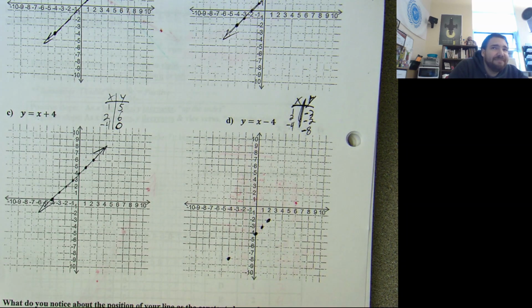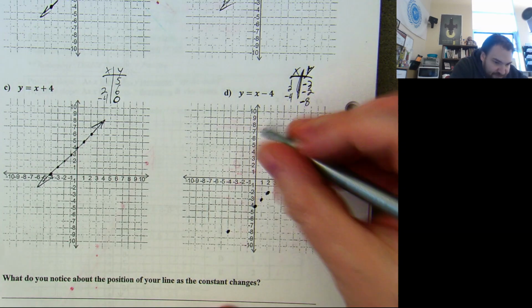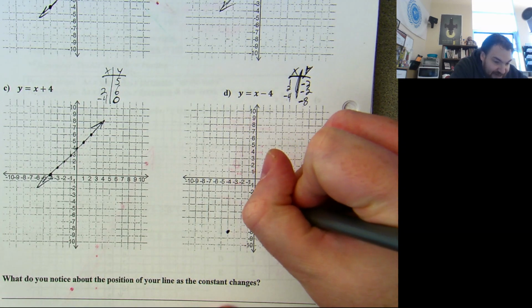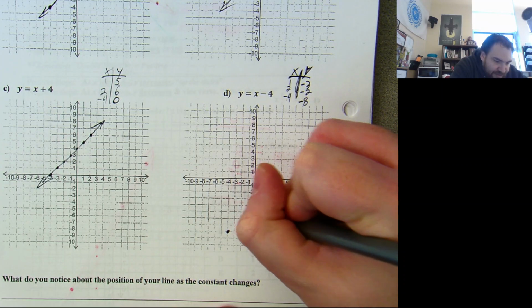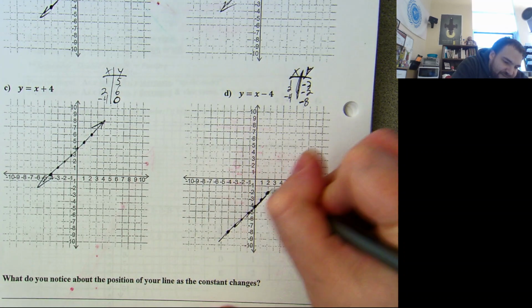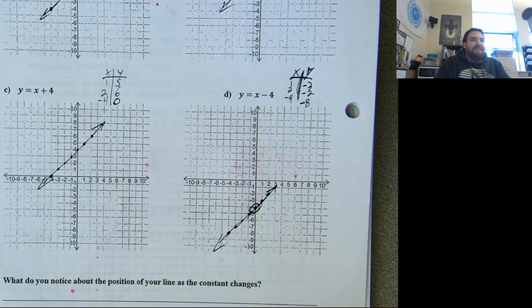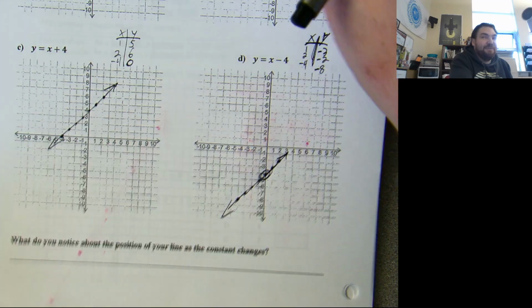Oh, look. Hassan and Lucas' prediction follows the pattern. Left 1, down 1, left 1, down 1. There it is. Left 1, down 1. We connect the dots. There's the prediction. Love it. We love it when things we predict work out.